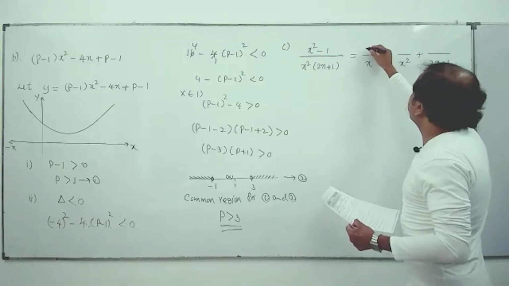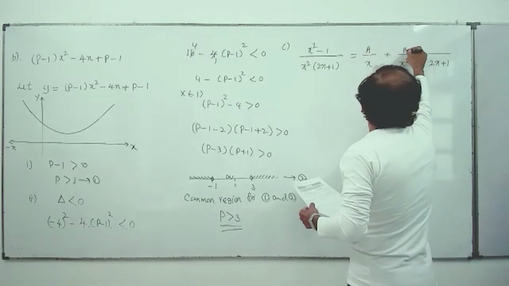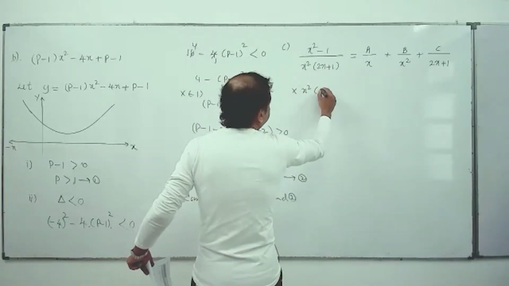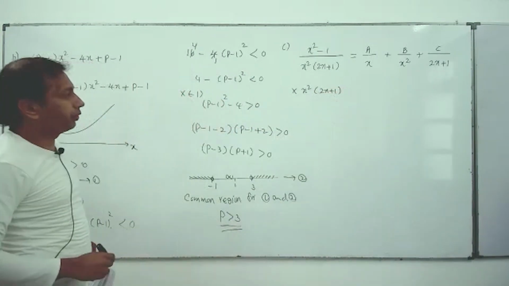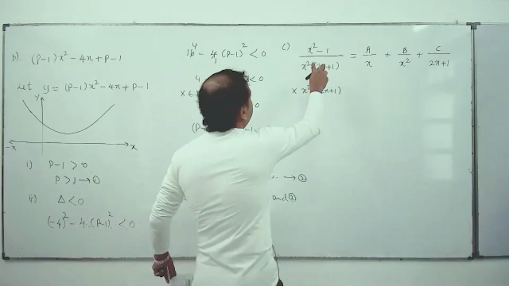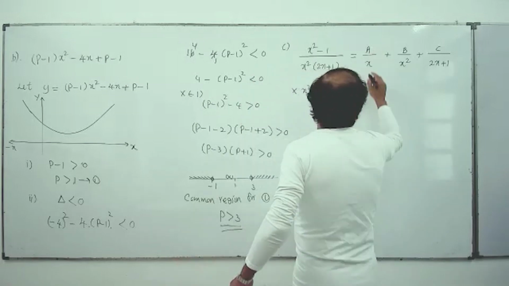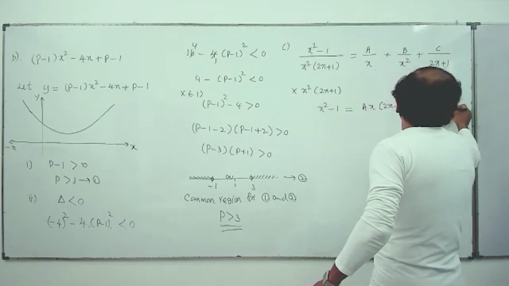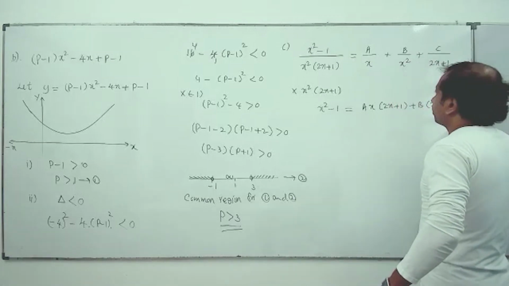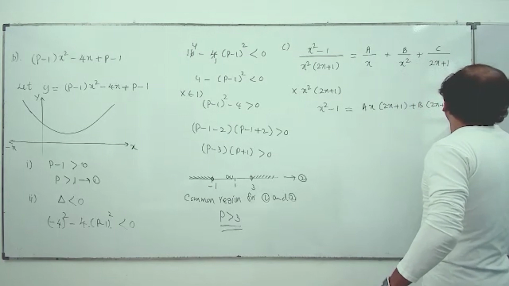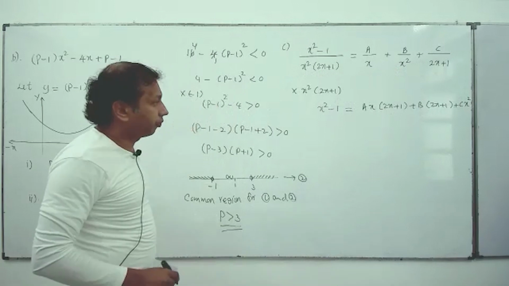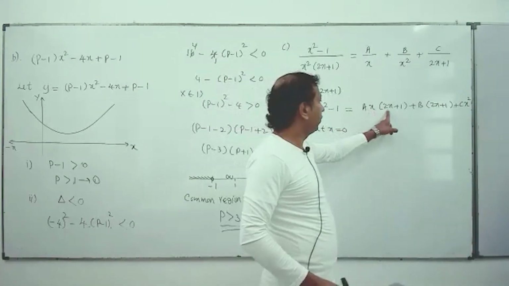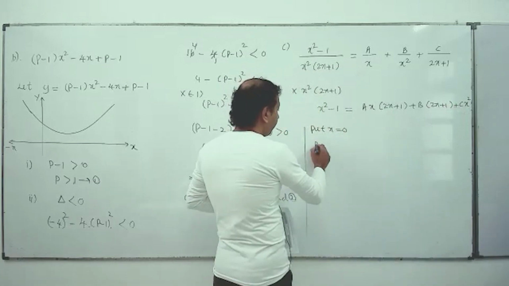For all these denominators, the numerators are constants like this: a, b, c. Right. Now multiply both sides by the left hand side denominator, x squared into 2x plus 1. Then here we get x squared minus 1 equals a times x times 2x plus 1, plus b times 2x plus 1, plus c times x squared. Right. Now we have to find this a, b, c. Put x equals 0. This will be 0. This will be 0. We get on the right hand side b. Left hand side we get minus 1.